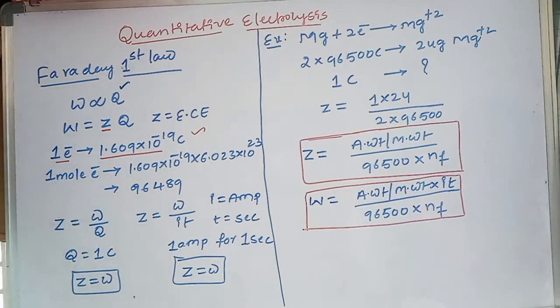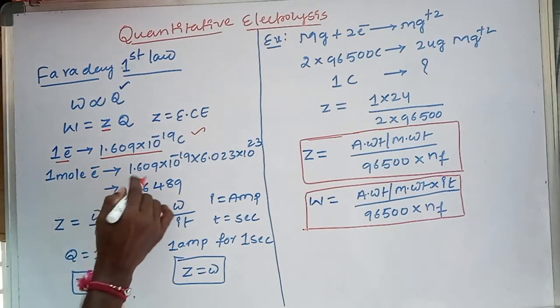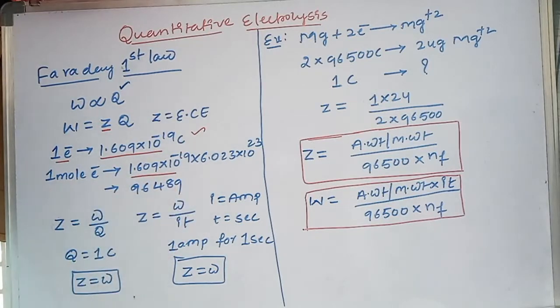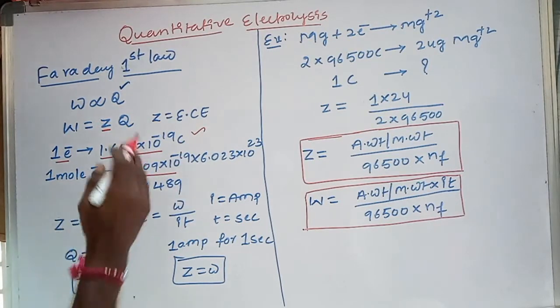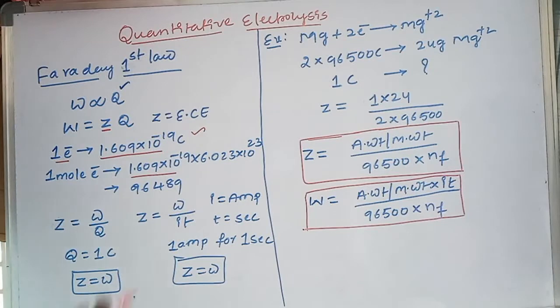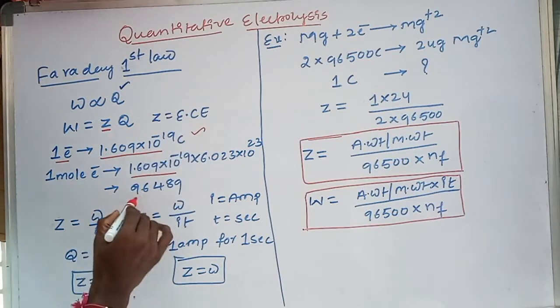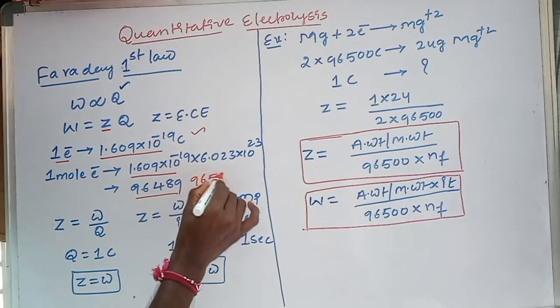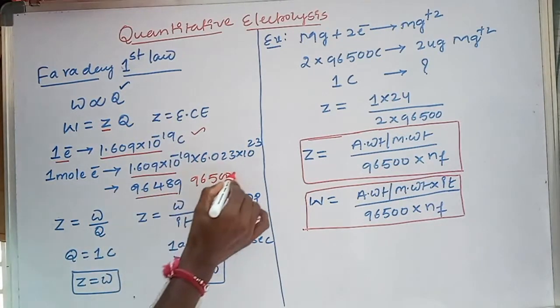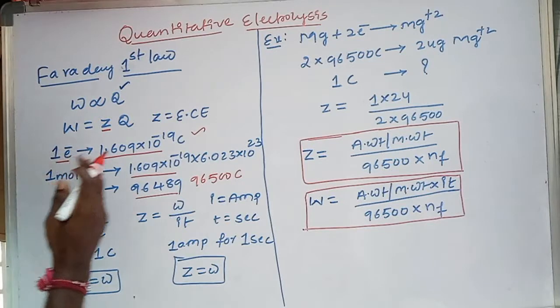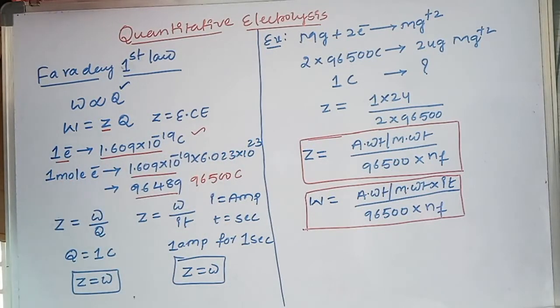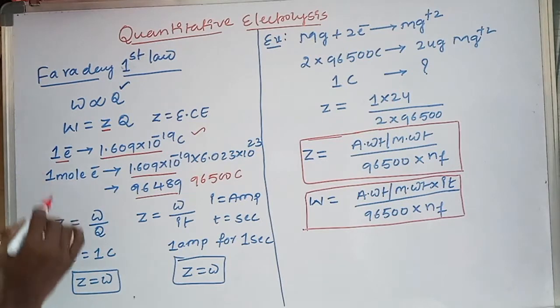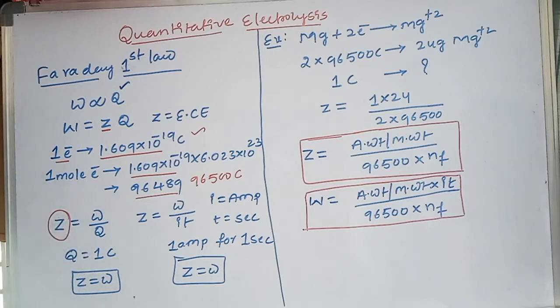The charge of 1 mole of electrons equals the charge of 1 electron, 1.609 into 10 to the power of minus 19, multiplied by 6.023 into 10 to the power of 23. Approximately, we get 96,500 coulombs. So 1 mole of electron charge equals 96,500 coulombs. Here Z is a constant, which we call the electrochemical equivalent.